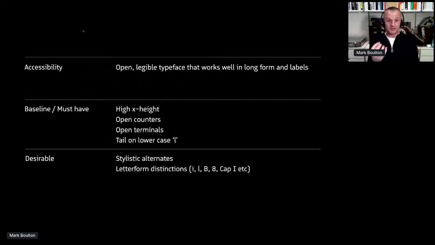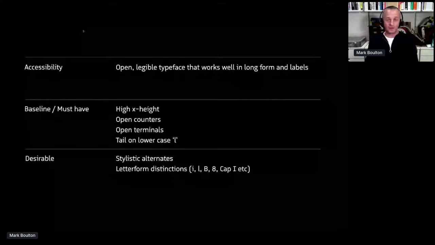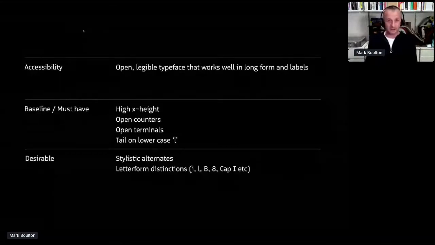So we extracted some baselines. We have a high X height, open counters. I'll come on to talk about what these things mean in a second. Open terminals, a tail on the lowercase l, and then we want some desirable features like stylistic alternates. So those might be a different type of G than the one that you're given out of the box. These stylistic alternates are fairly arbitrary font to font, but it gives more typographic freedom. There's more variance if they're available to be used.